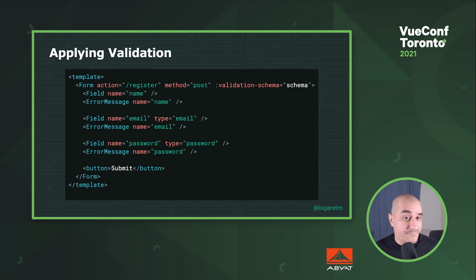When the user fills the fields and submits the form, vee-validate will check the fields, check if they are valid, and if they are valid, it will behave as if there isn't any JavaScript at all. It will just submit the form using the native behavior. So it will reload the page and it will hit that action endpoint with that method.